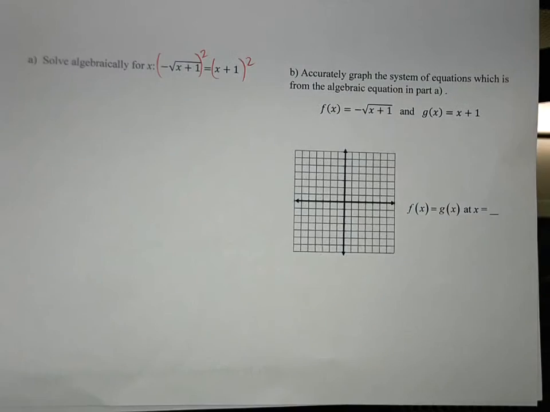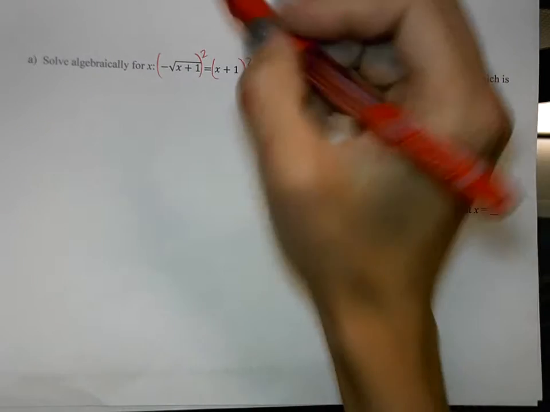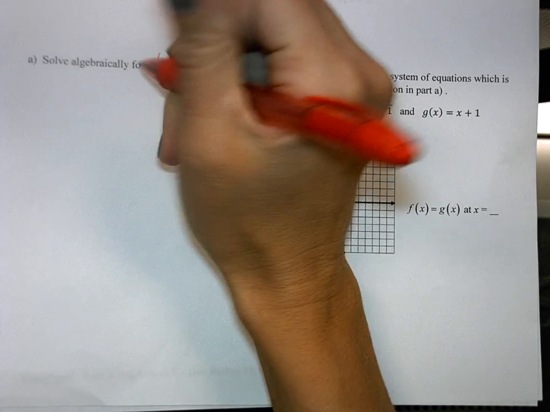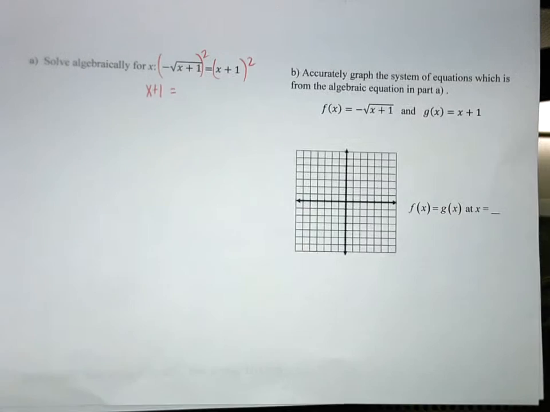First of all, when you square a negative, what does it become? Positive. And then when you square a square root, it's just going to be by itself. So that's x plus 1. Is everybody okay at that side?